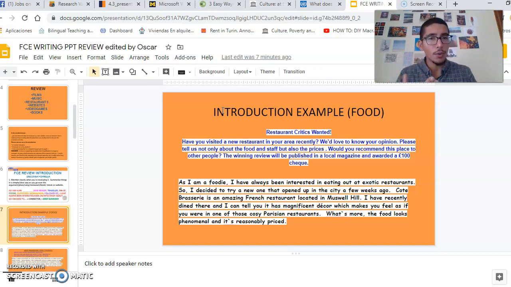So now that you know that this is about a magazine, you also want to make it interesting for the reader. I began the introduction with, "As I am a foodie, I have always been interested in eating out in exotic restaurants. So I decided to try a new one that opened up in the city a few weeks ago." It's located in Muswell Hill. "I have recently dined there, and I can tell you it has magnificent decor, which makes you feel as if you were in those cozy Parisian restaurants. What's more, the food looks phenomenal and it's reasonably priced." So I just summarize all the things that I'm focused on in this review in this introduction.